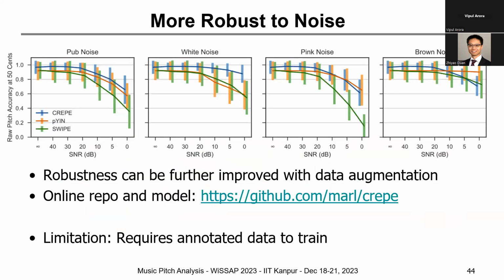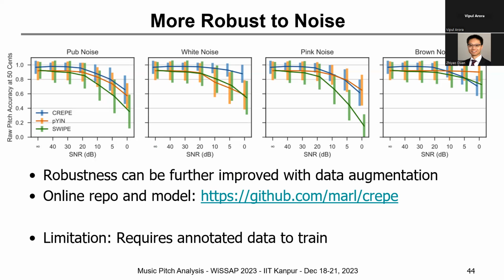So in the paper, they compare with existing methods. They compare with PIN. PIN is a probabilistic version of the YIN algorithm, which is based on the time domain autocorrelation or difference function that we described. And SWIPE is another state-of-the-art method. And you can see that for different noise conditions and different SNRs, right? 0 means stronger noise. You can see the CREPE method, the blue line, degrades less than the other two methods. So it's more robust to noise.